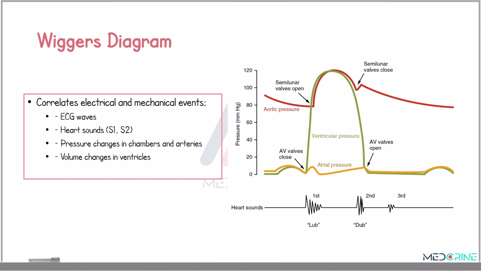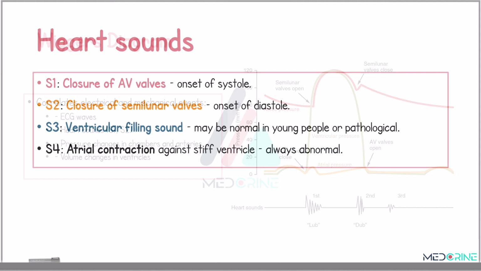We then have one of the most important diagrams in the cardiac cycle, known as the Wiggers diagram. This Wiggers diagram correlates the electrical and the mechanical events: the electrocardiogram waves, heart sounds, pressure changes in the chambers and the arteries, and as well the volume changes in the ventricles.